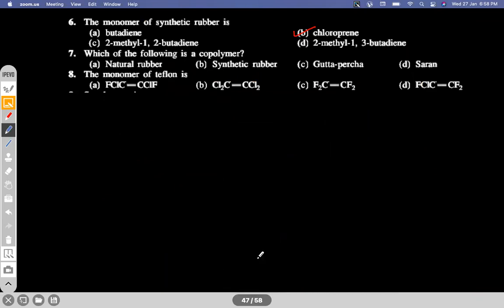Okay, I'm not getting it. Anyway, seventh one, the answer is what? Natural rubber, we have seen it is isoprene, it's not a copolymer. Synthetic rubber is a copolymer. Not all the synthetic rubbers are copolymers. Neoprene is not a copolymer. Gutta percha is also not a copolymer, right, so homopolymer. What is saran? Saran is a copolymer, actually. You must have seen that, the foil that we use to wrap food, right? That is made up of this polymer only.